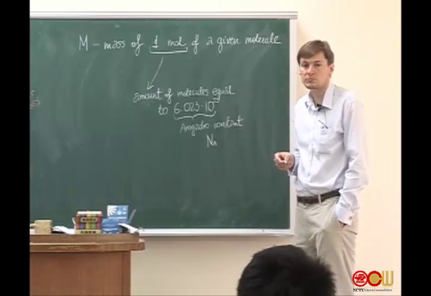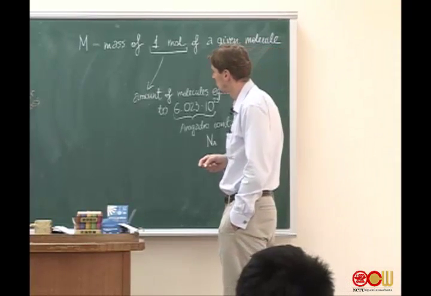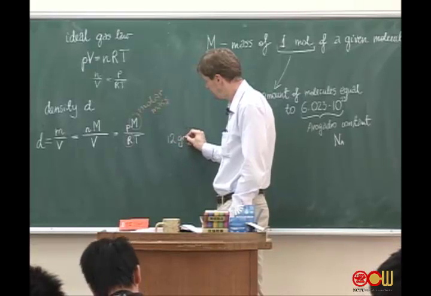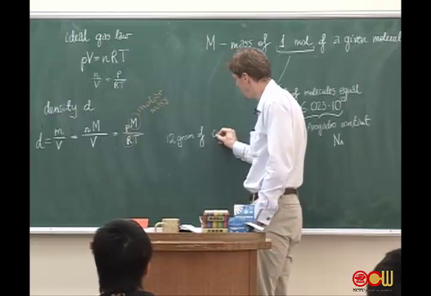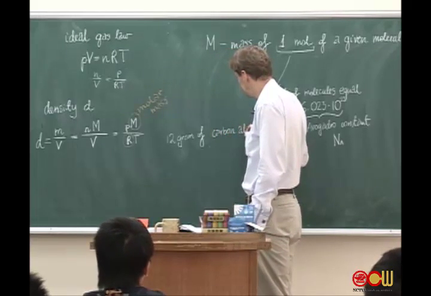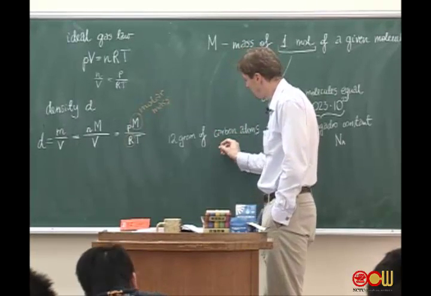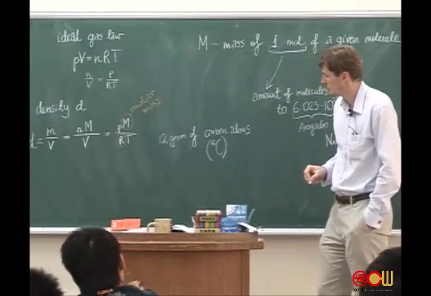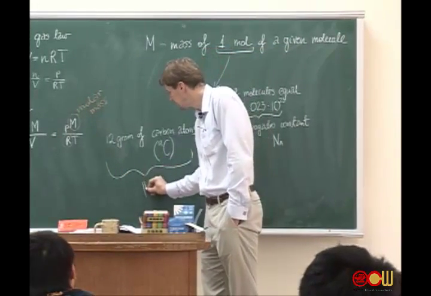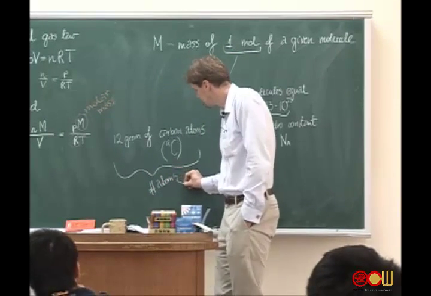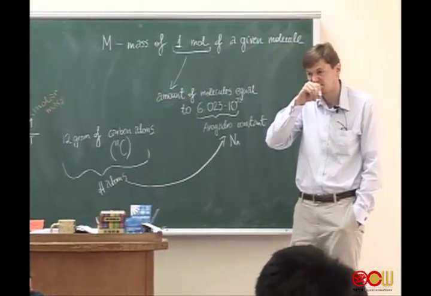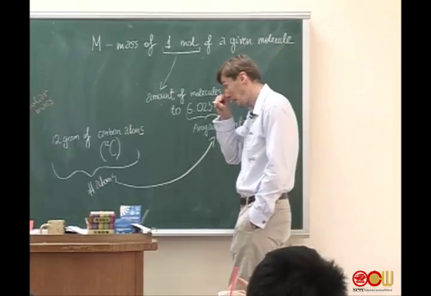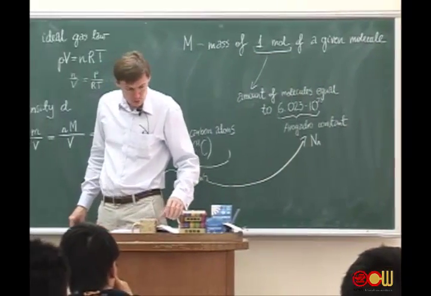How was this found? Well, for today, it is defined that you take 12 grams of carbon atoms. To be more precise, you have to take the isotope carbon-12. And the number of atoms gives you this Avogadro constant. Good.